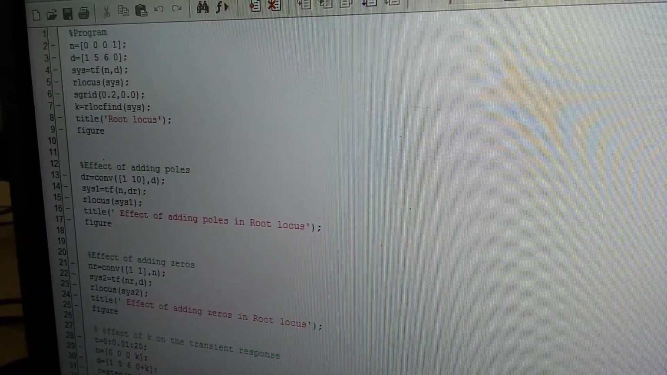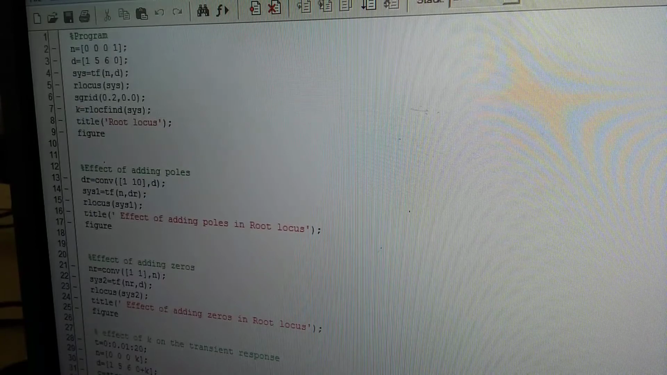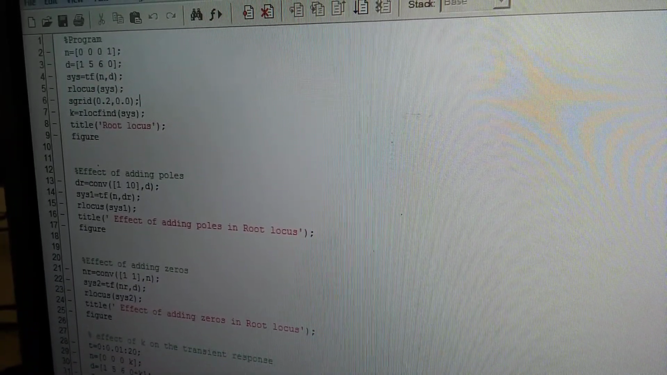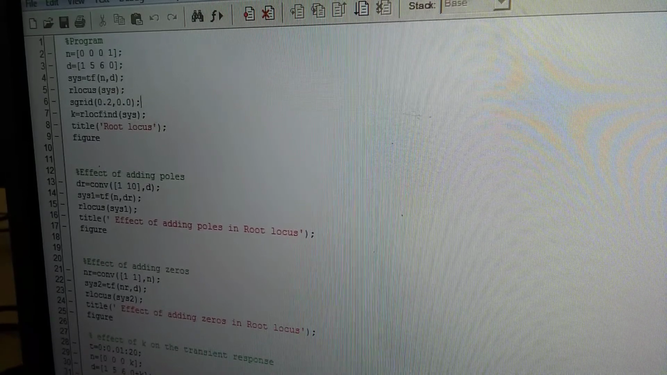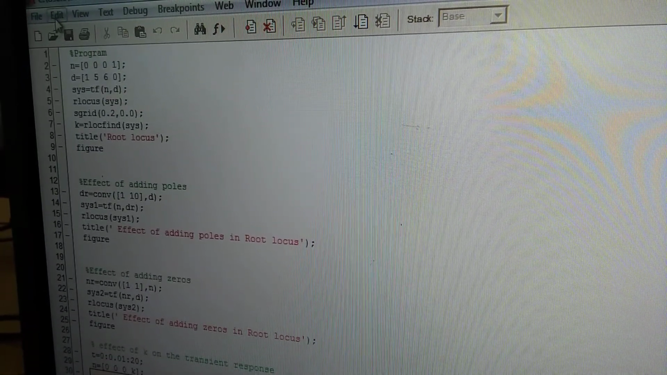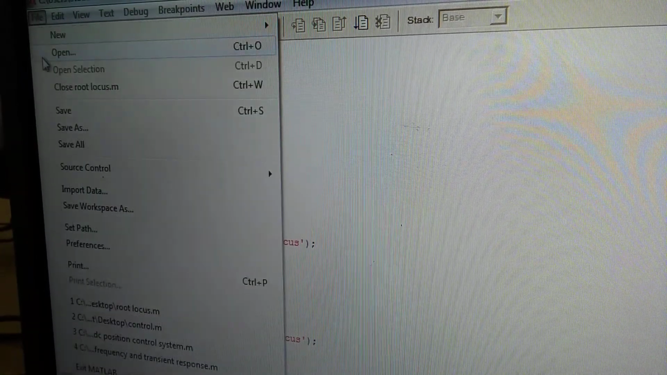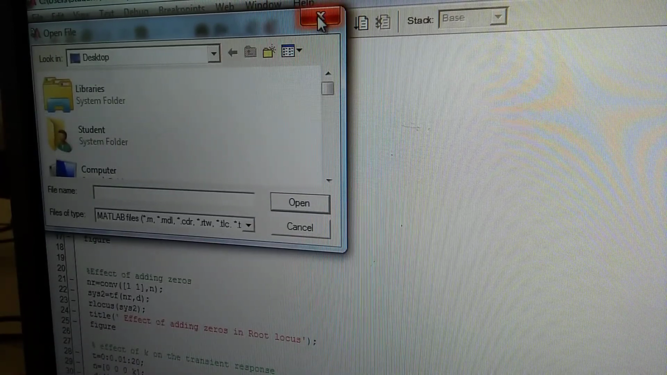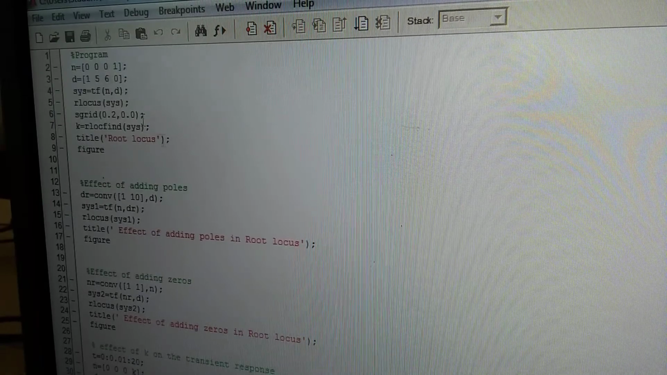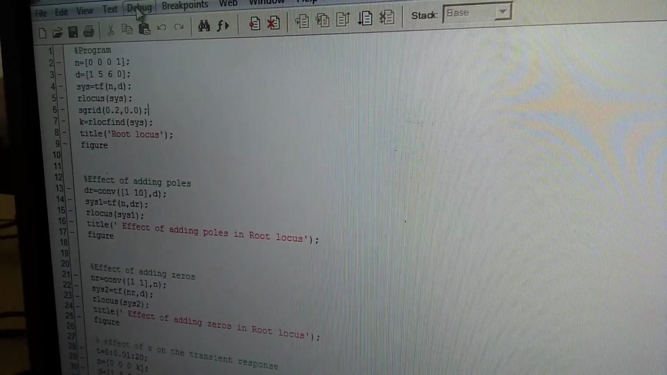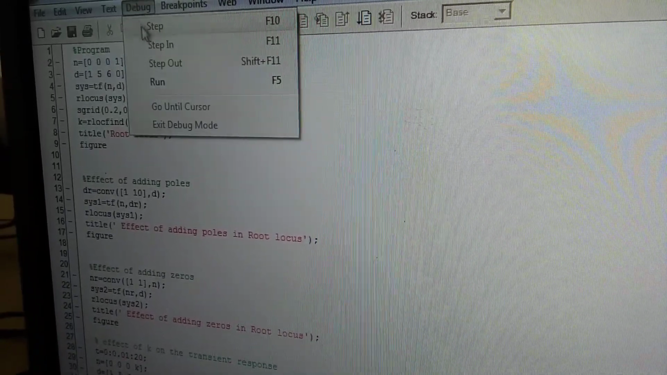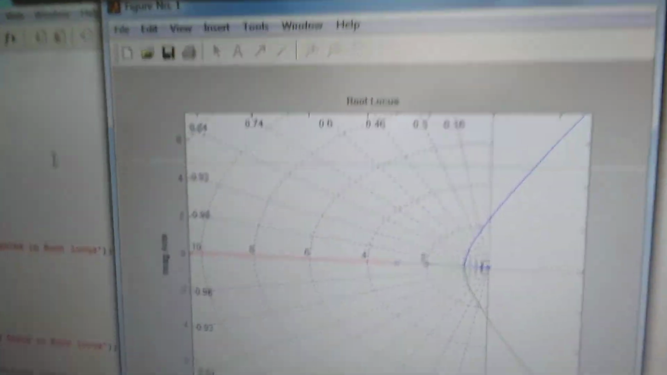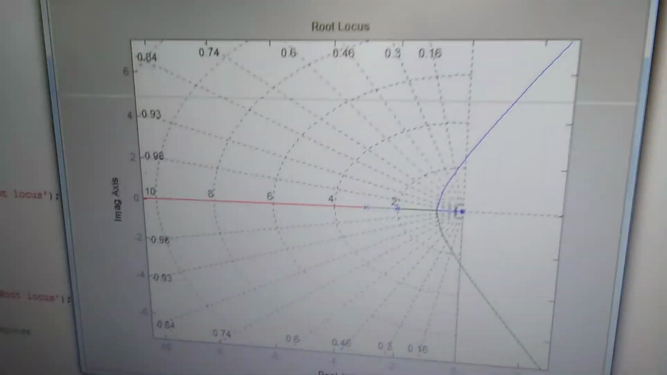First you open the editor window, type the program and then save the program as an m file, and then you can go to File, Open, and open your programs. I saved it on the desktop, that's why I already opened the program in the editor window. Then you can go to Debug and run the program. The first one is the root locus.